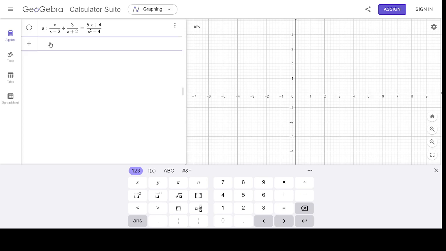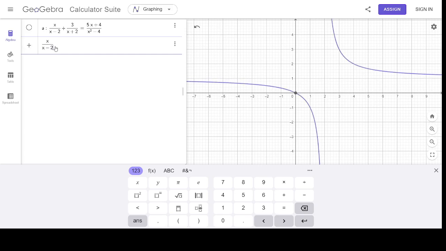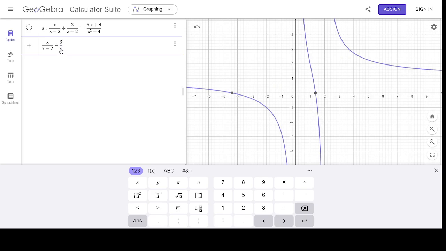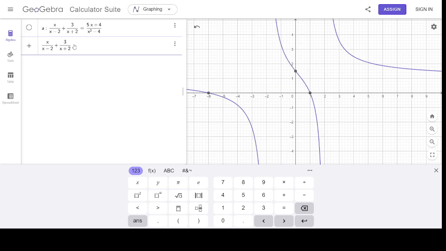So in this case, let me just write this equation. Let's say this is x over x minus 2, then we say plus another fraction here, 3 over x plus 2, then we say this is equal to another fraction here, 5x plus 4.